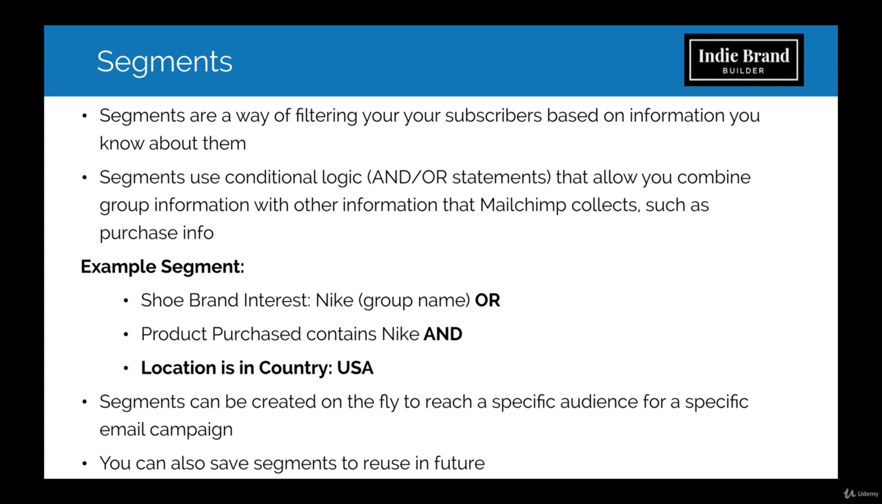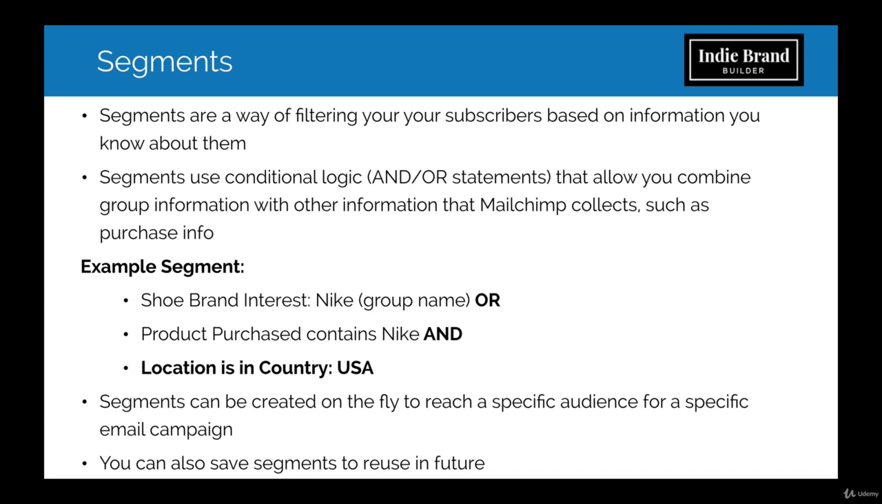Okay, then there are segments. So segments are really a way of filtering your subscribers based on information that you know about them, including the groups that they may belong to. So segments use what's called conditional logic. And again, I'll show you an example of this, but these are essentially and/or statements that allow you to combine different group information with other information that MailChimp collects, such as purchase info, where they live, and so on. For example, again, if you're a shoe retailer, a segment has a brand interest of Nike, so everyone who has shown a brand interest in Nike.